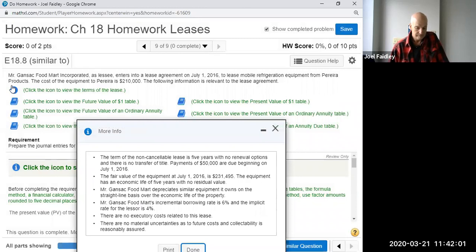$50,000 a year, 5 years, fair value of the equipment. So I'm already thinking $231,495 versus $210,000. Sounds like a sales type lease, if it's a capital lease, and that's a big if. 5 years, 50,000.